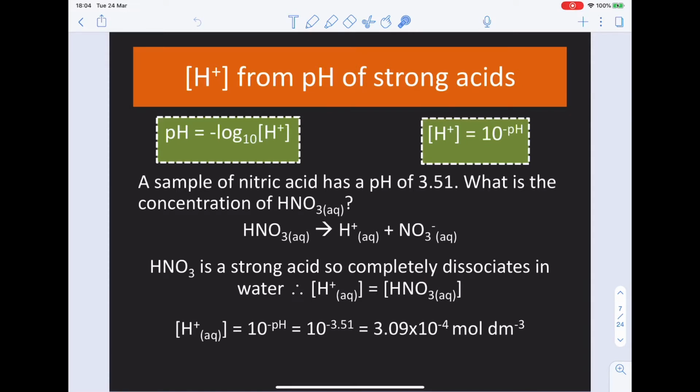So in this case, we have a pH of 3.51 for the acid, and we take 10 to the power of minus that pH, so that's going to be 10 to the power of minus 3.51, and that gives us a value of 3.09 times 10 to the minus 4 moles per decimeter cubed, to 3 significant figures. So the concentration of H+ ions is this, which will be the same as the concentration of the original acid, which is what's requested for the question.